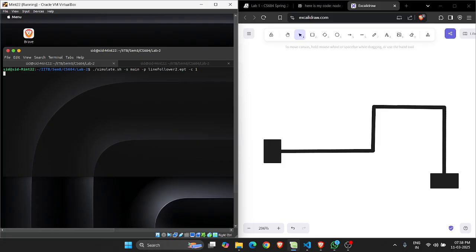Hi, we are Team NullPointer and this is our simulation for Lab 2. So we'll simulate the bot on this particular path. So we start from here.